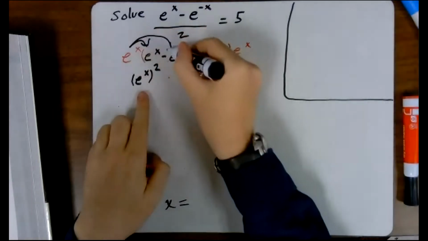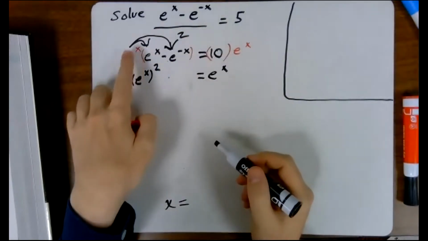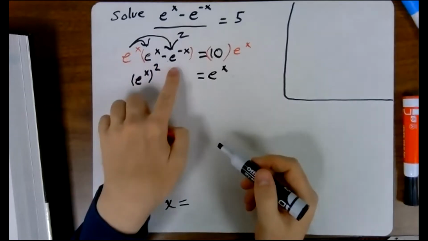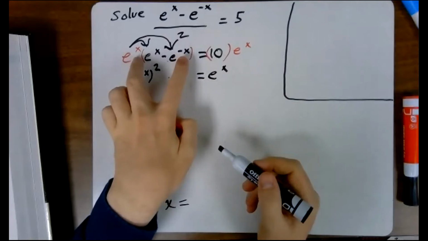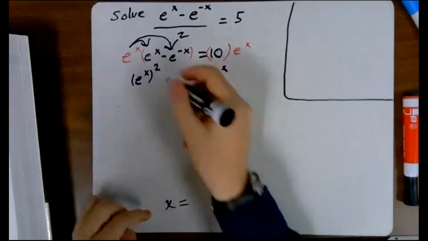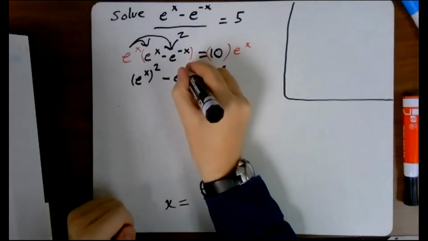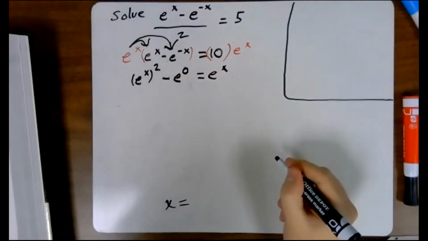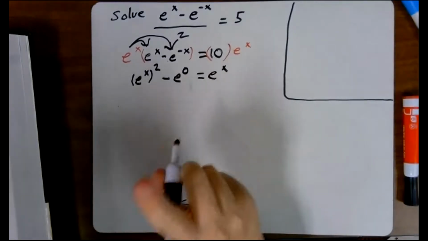And e to the x times e to the negative x. Well, we're multiplying two powers together. They have the same base, which means that we can add their exponents. x minus x is 0, so e to the x squared minus e to the 0. And e to the 0, of course, is 1.